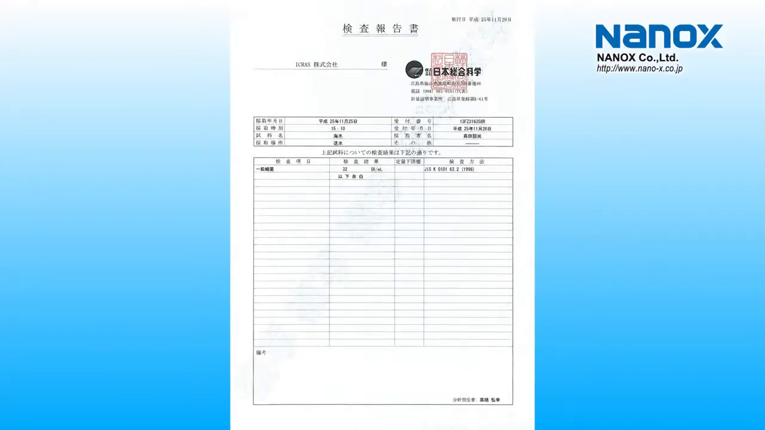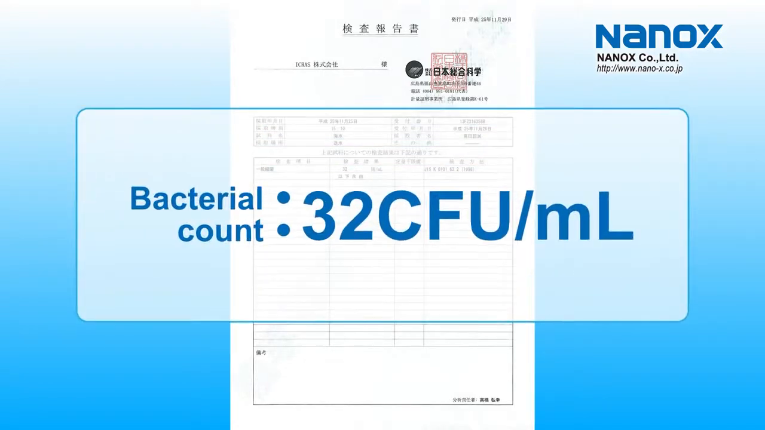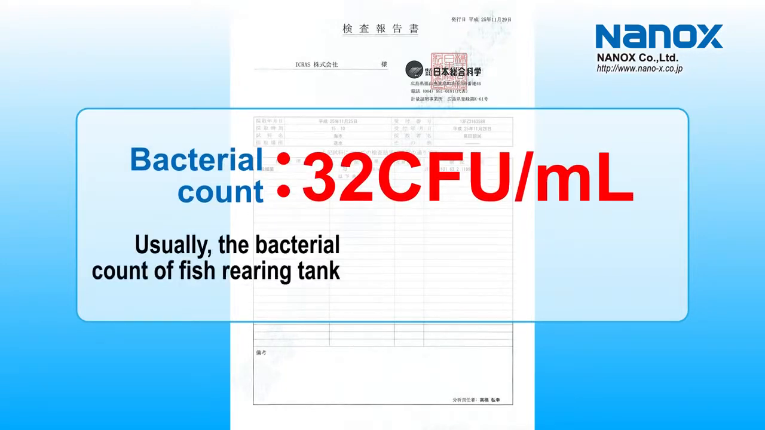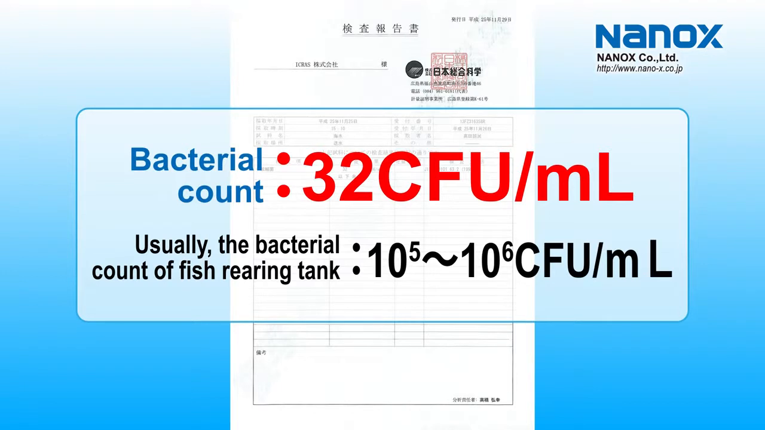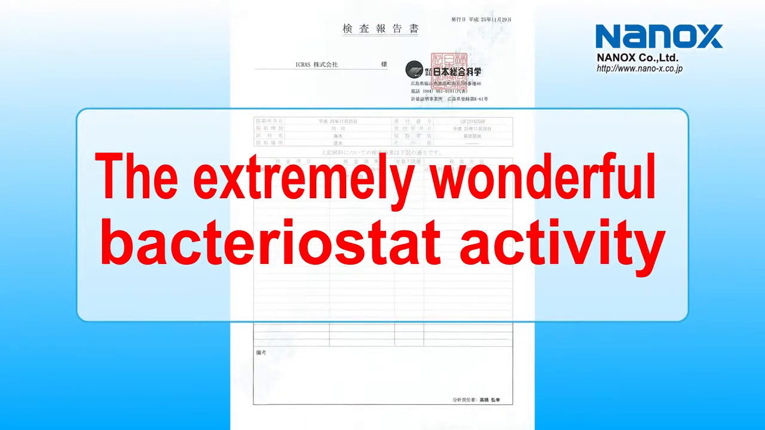This table shows the result of bacteriological examination in CFU, colony forming unit, of a rearing tank at Ikulasu Company, using oxygen UFB. The bacterial count in the rearing tank is limited to only 32 CFU. It is very scarce. Usually the bacterial count of a fish rearing tank attains 10 to the 5th or 6th power CFU. So we can clearly understand that UFB has an extremely wonderful bacteriostatic activity.